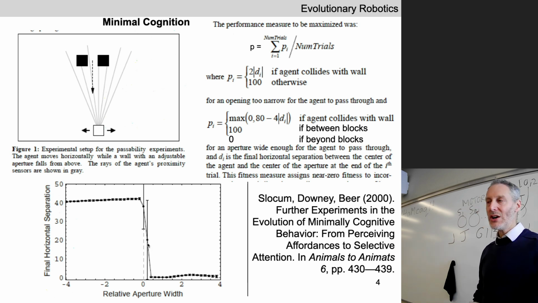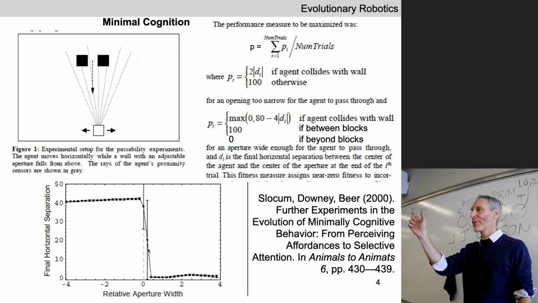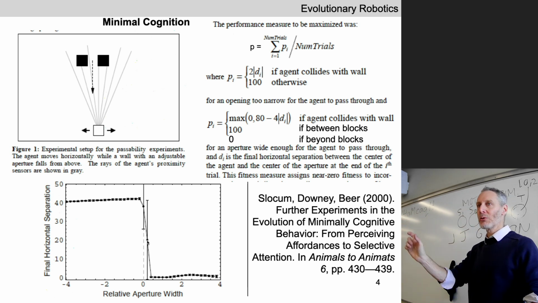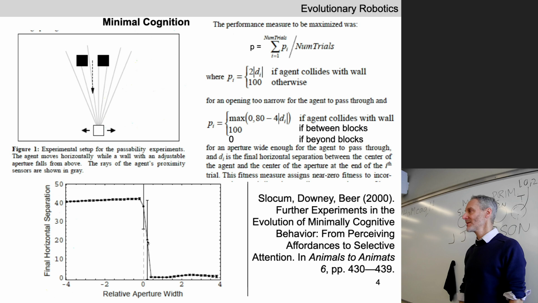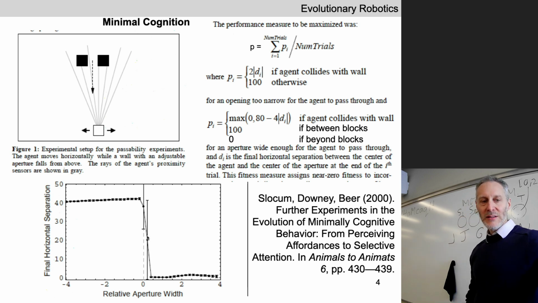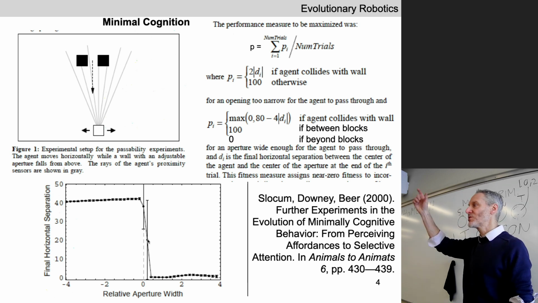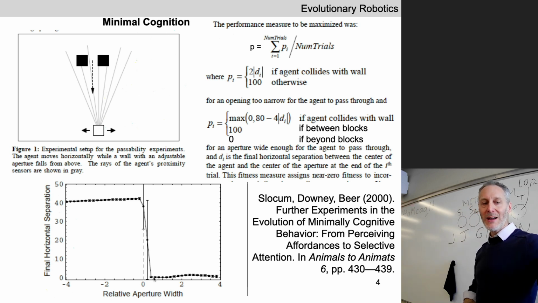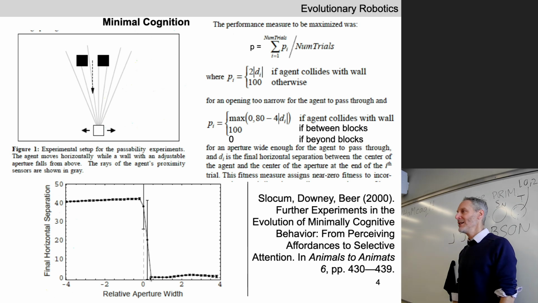What about this dot down here? This dot represents the average behavior of the robot when the aperture was just a hair's breadth wider than the width of the robot. What does the robot do in that case? It kind of looks like a 50-50 shot, whether it runs away or it goes for it. These long horizontal bars here are error bars. So the dot here is the average. They dropped a whole bunch of object pairs that are slightly wider than the robot. And sometimes the robot ran away, and sometimes it tried to thread the needle.